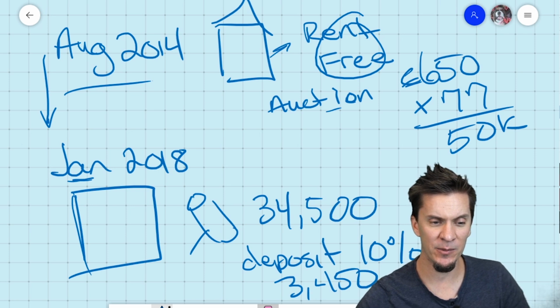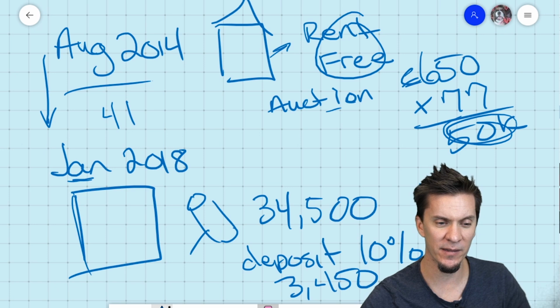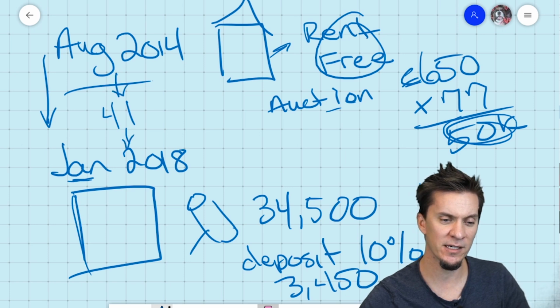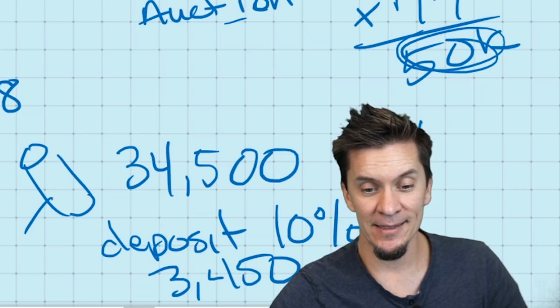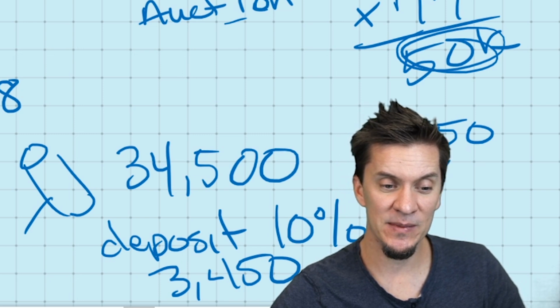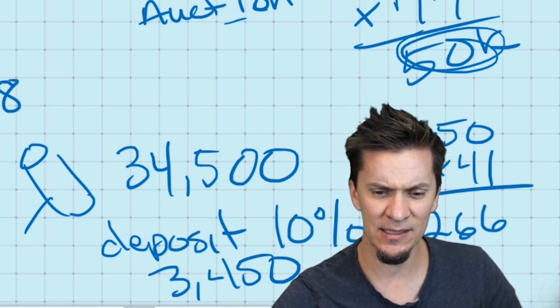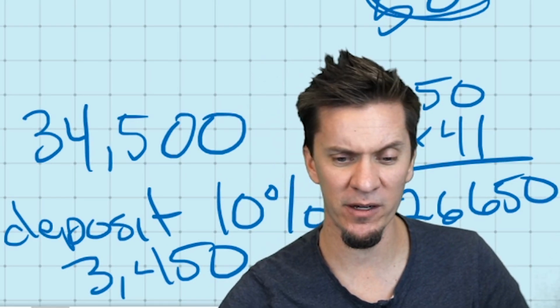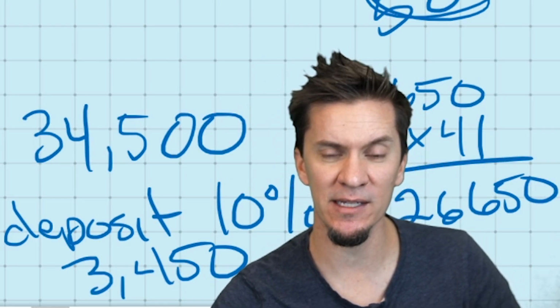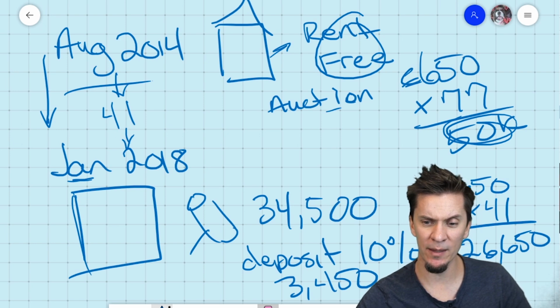Well, if I look at how much savings, I definitely don't have 50K yet. This is about 41 months from August to January, if I counted right. 650 times 41 is actually 26,650, I think. If I do it wrong, you can always correct me. It's not a problem. We're not trying to balloon numbers for no reason. So this is the idea.